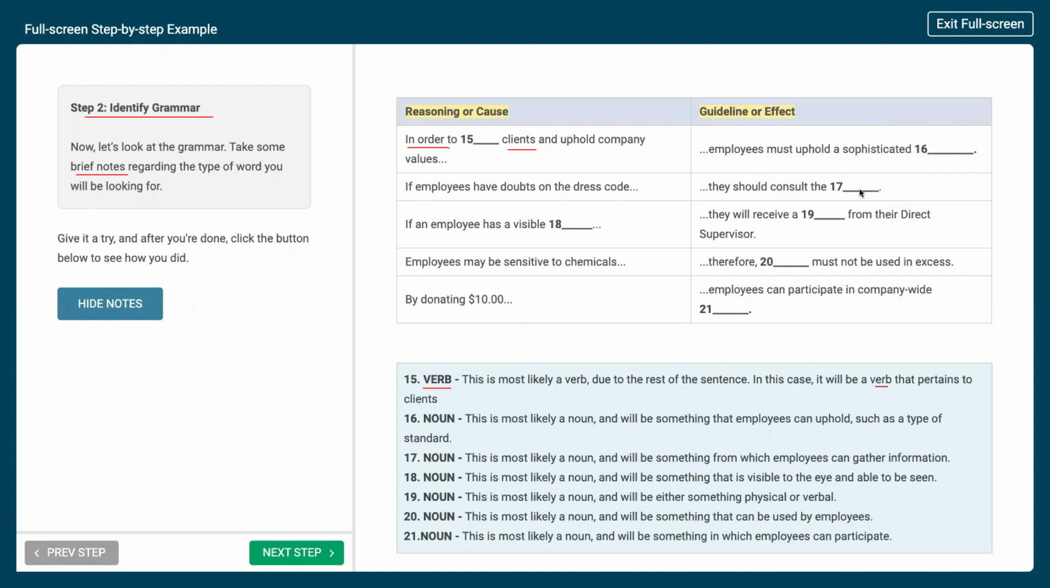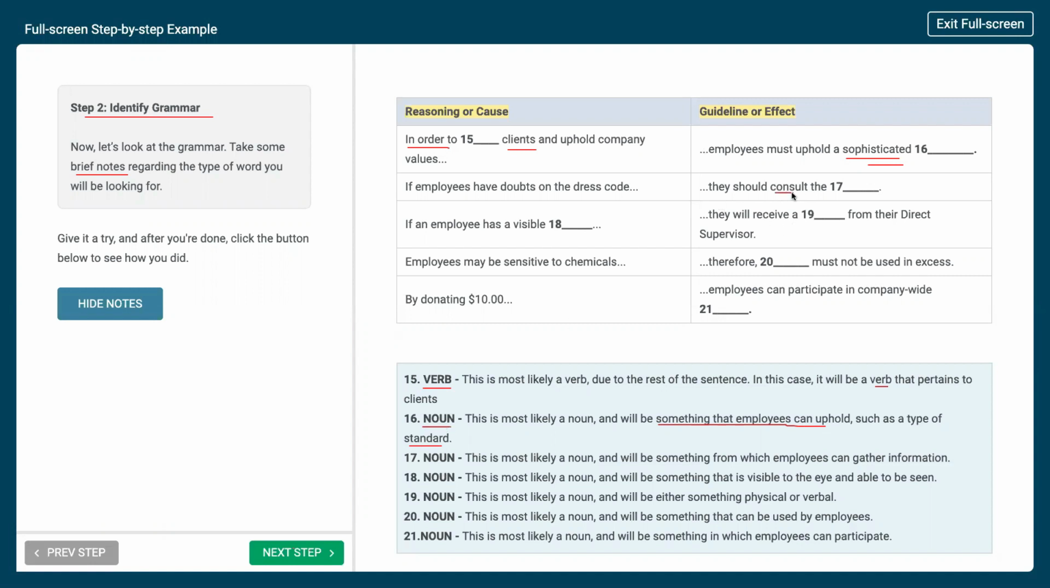All right, let's look at number 16. Now, since sophisticated is an adjective, I am pretty certain that number 16 will be a noun. Okay, and it will be something that perhaps employees can uphold, like some sort of standard. Already, just from looking at this, it looks like we're going to be examining some sort of employee handbook. So this would make sense.